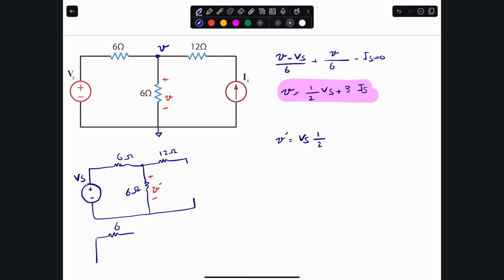I have the 6 ohms in here, I have the 6 ohms in here, and then I have the 12 ohms in here, and then the current source now is Is. So what are we looking for? Well, it's pretty much the same voltage. I'm looking for the voltage across this particular resistor in here. I'm going to call it V prime prime because it's not the same as V prime and it's not the same as V.